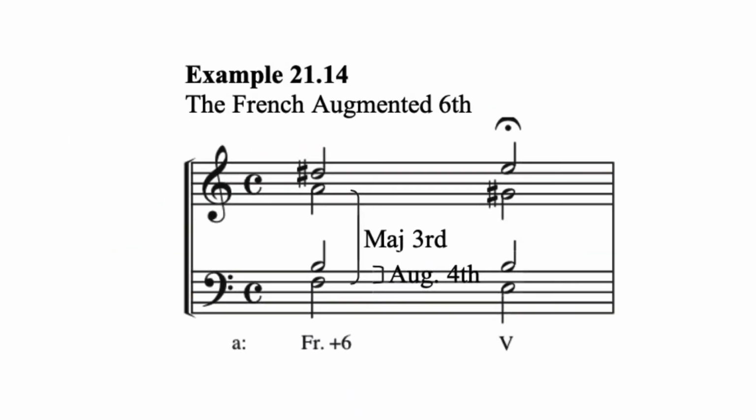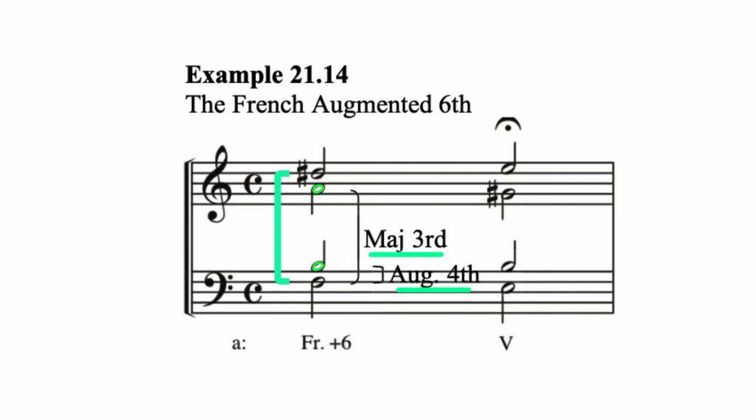One final type of augmented sixth chord is the French. Like the Italian and the German, it uses the same pitches for the augmented sixth interval, but is distinguished by the remaining two pitches. In the case of the French augmented sixth chord, this includes a pitch that is a major third higher than the bass, just like the other two, and a pitch that is an augmented fourth higher than the bass.